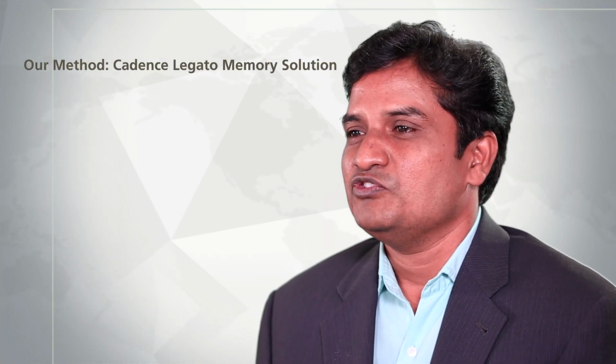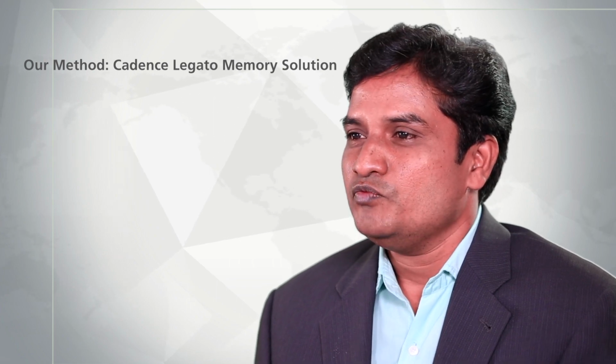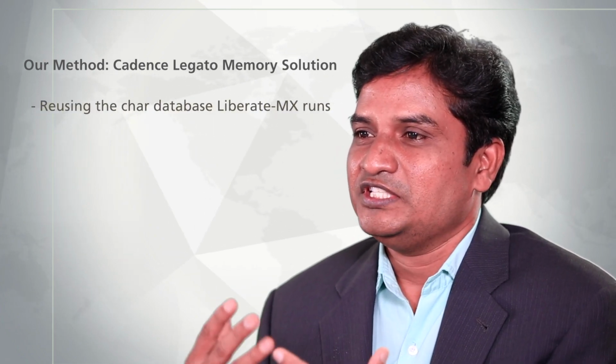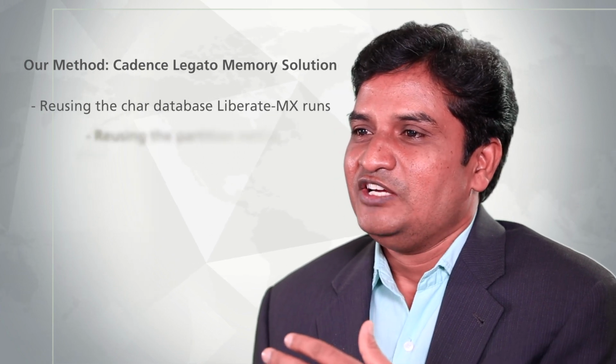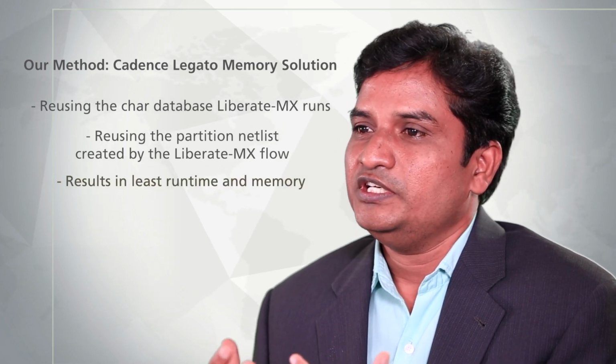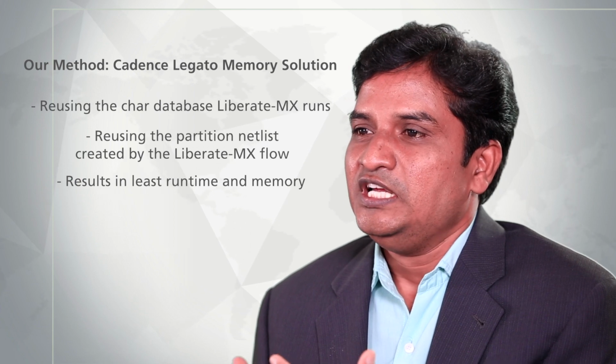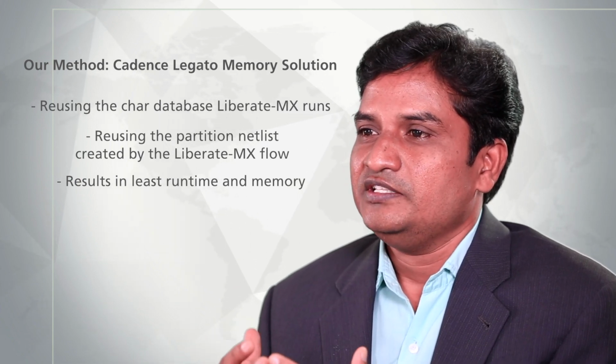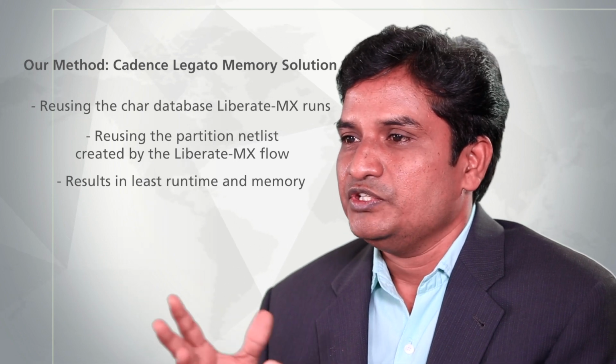Our method of generating the AOCV model relies completely on the Legato memory solution, specifically Liberate MX with Spectre simulation. For characterization, we use the Liberate MX flow, which is very efficient and needs minimal effort to set up. It has inbuilt intelligence to identify the dynamic partition and the activity factor. It uses a fast SPICE simulator to identify the path which is actually active and toggling, takes only that partition, and uses an accurate SPICE simulator to provide the .libs. This .lib generation using the Liberate MX tool is already available to us free of cost.